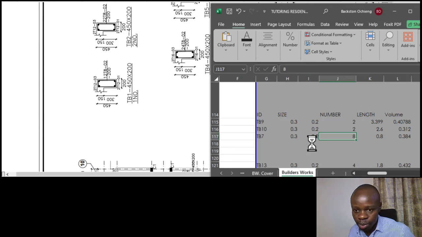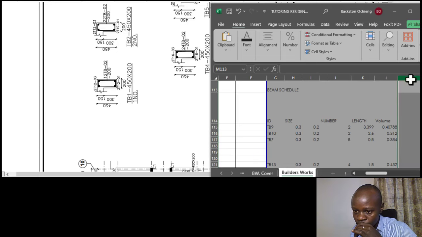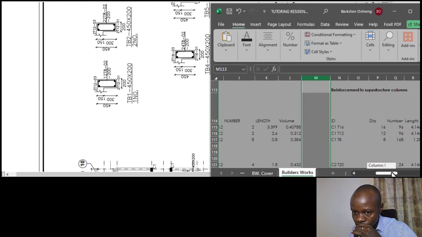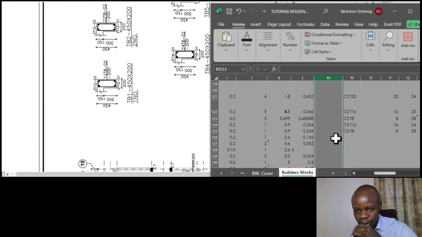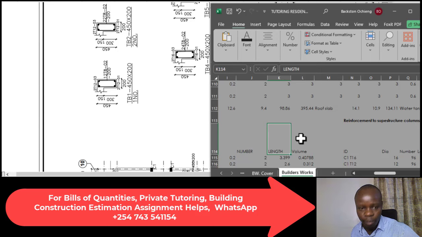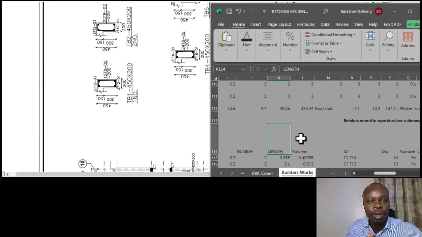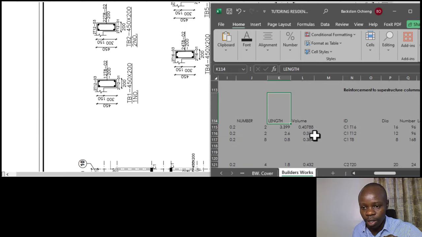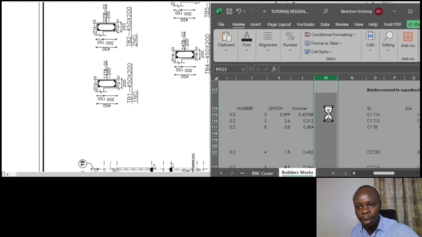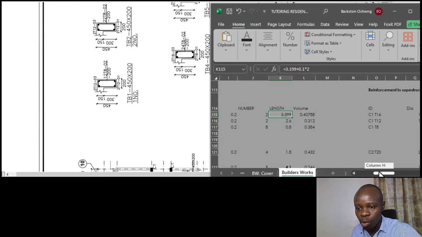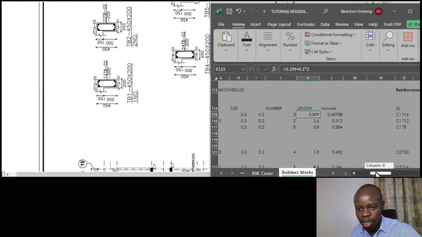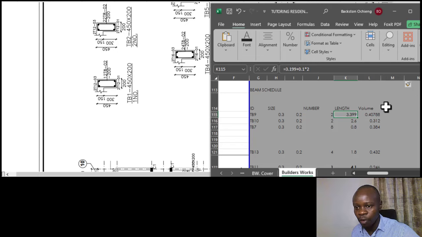Let me just zoom it out a bit so that I'm able to see well. There is this column that is blank, which is a plus, because the links are going to be typical, of course. The main bars is where the difference is. So I want to insert a column here. This is still the beam schedule that I made while doing the concrete to the beams. You can see that. If you have not made one, then you can prepare one as well.